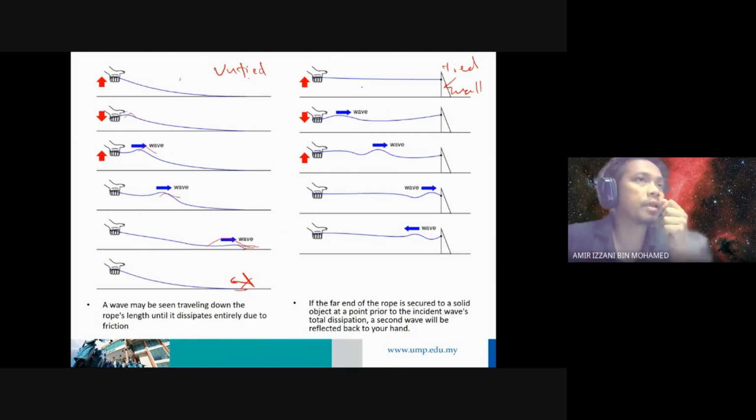But if we tie it to the wall, the wave will travel and return to our hand. Maybe not fully returning at the initial height, but partially it will come back. So that's the idea of the traveling wave.